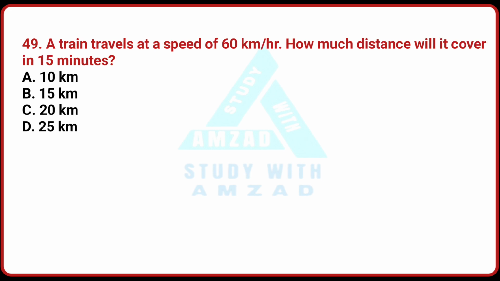Next question. A train travels at a speed of 60 km per hour. How much distance will it cover in 15 minutes? Option A, 10 km. Option B, 15 km. Option C, 20 km. Option D, 25 km.